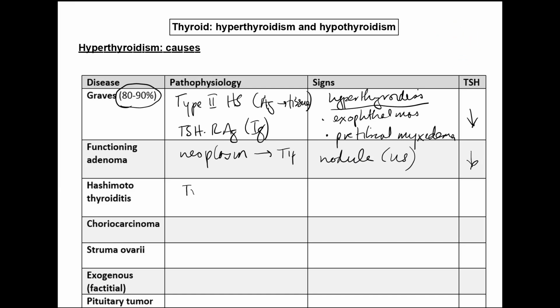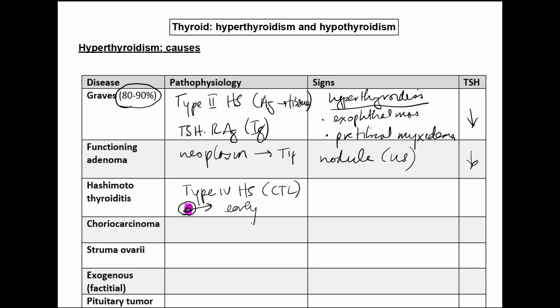Hashimoto's is a type 4 hypersensitivity, which means it's mediated by cytotoxic lymphocytes which destroy the gland. The thyroid gland is very unique in that the hormone is stored in these colloid centers found in the thyroid tissue. And with destruction of the gland, one can get release of the preformed thyroid hormone. So this is therefore only seen in early disease when there's normal thyroid tissue to destroy.